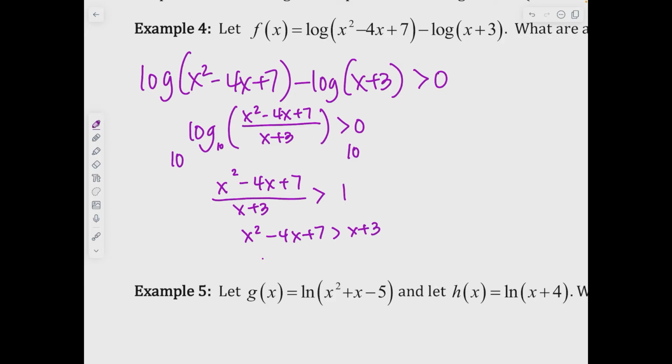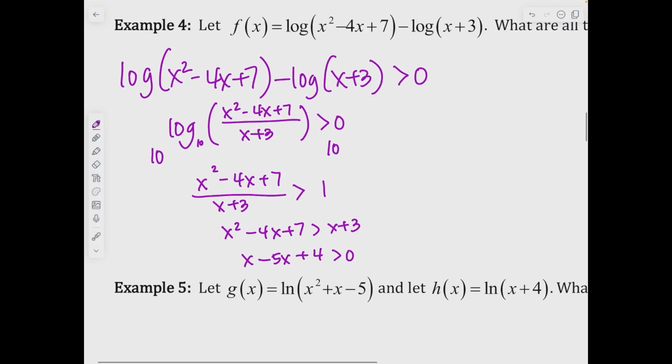When I distribute the 1, it's just the x plus 3. And when I subtract the x and I subtract the 3, I get that. I'll just clear it up a little. Plus 4 is greater than 0.